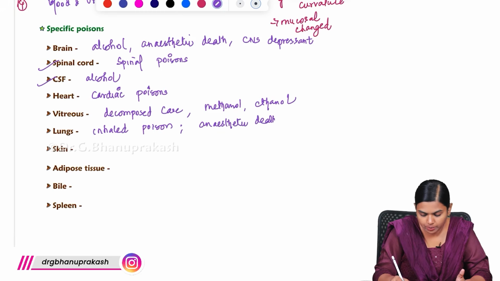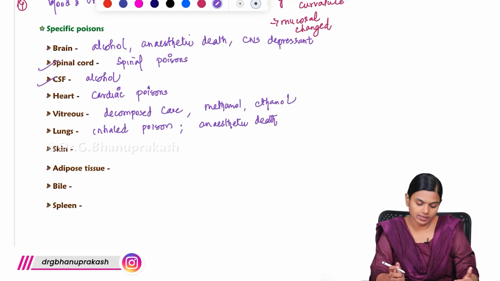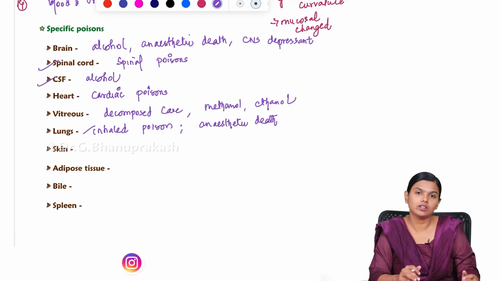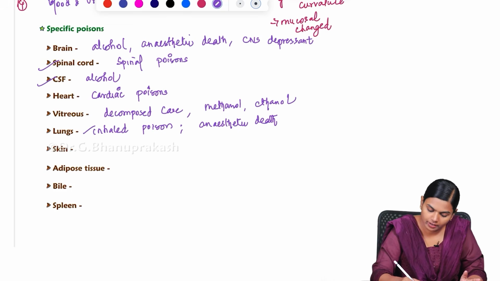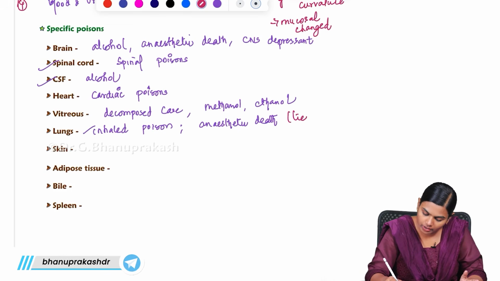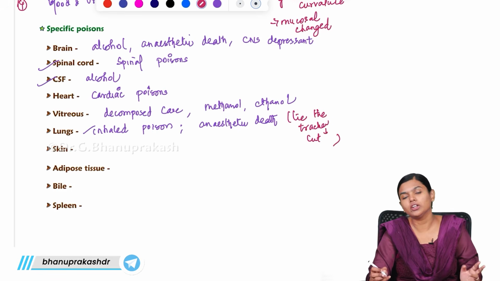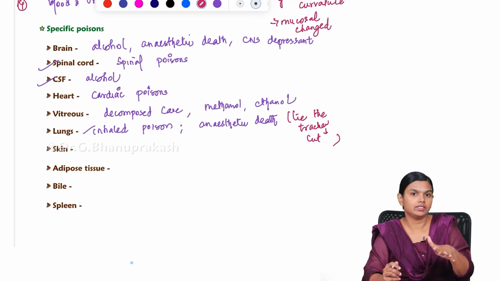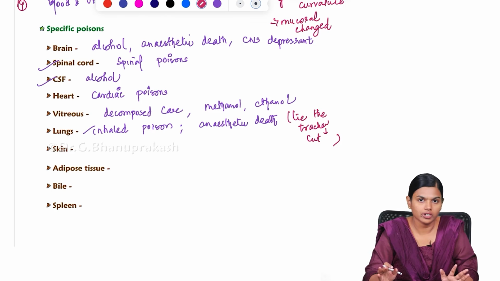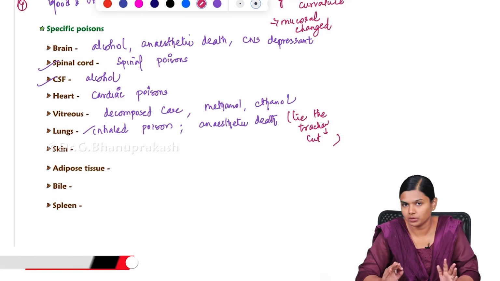So this lung is preserved, and while preserving the lung, especially in case of this inhaled poison, what you have to do is, you have to tie the trachea. After tying the trachea only, you will cut and separate the lung, and you will preserve it in a saturated solution of common salt.